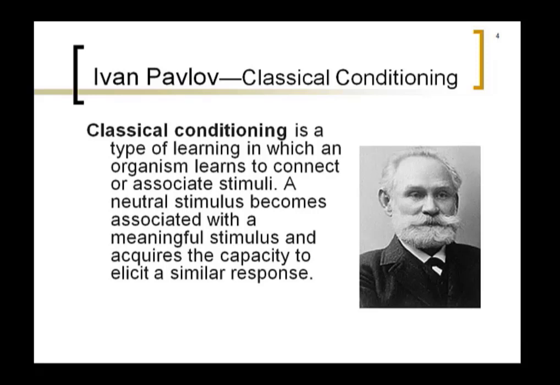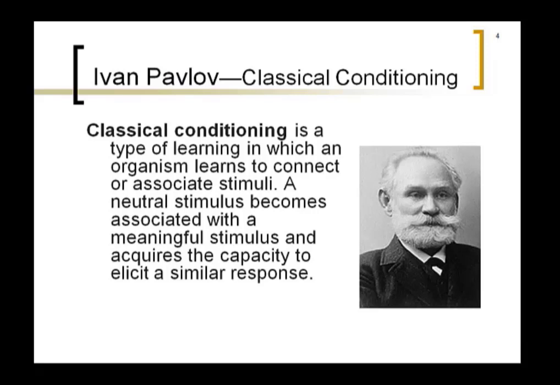So basically here, classical conditioning is a type of learning in which an organism, which if we're talking about a classroom setting would probably be your students, learns to connect or associate stimuli. Two things that are happening during a very similar time span. A neutral stimulus becomes associated with a meaningful stimulus and acquires the capacity to elicit a similar response. The big picture idea behind classical conditioning is that there are certain things that cause a response naturally.